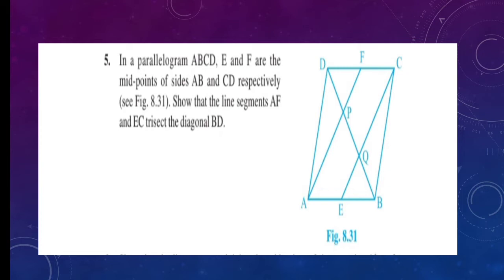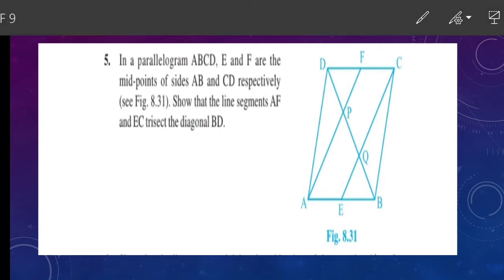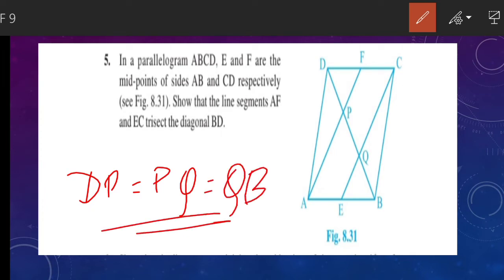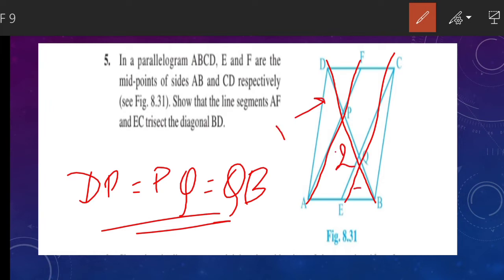E and F are the midpoints of the sides AB and CD respectively. We have to show that AF and EC trisect the diagonal BD. Trisects means we have to prove that DP is equal to PQ is equal to QB. This is what we need to prove. That is, AF, this line, and EC, this line, trisect. Trisects means in 3 parts. So this is part 1, this is 2, and this is 3. In 3 equal parts, the line BD is divided.